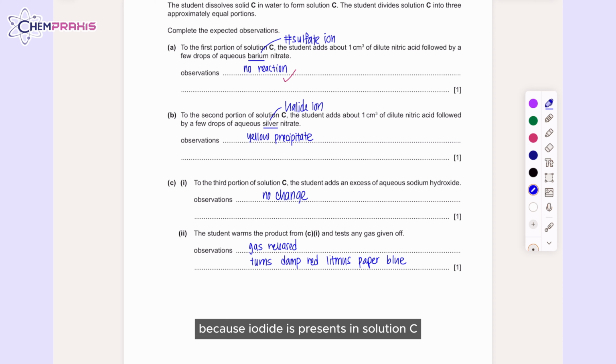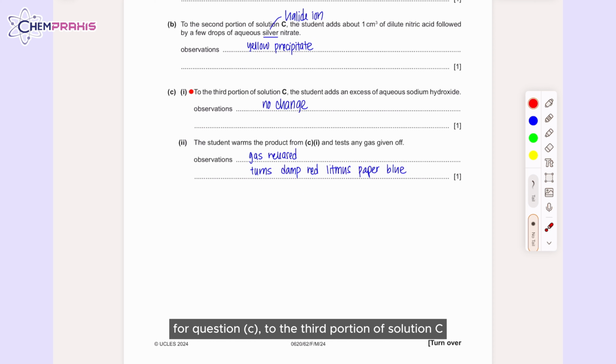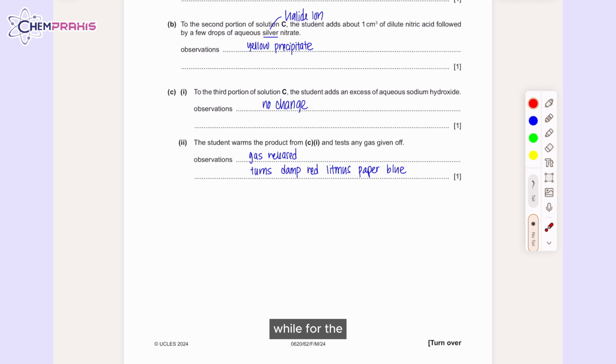Because iodide is present in solution C, they will give you a yellow precipitate. For question C, to the third portion of solution C, the student adds an excess of aqueous sodium hydroxide. For the first, Roman 1, the observation we will put is no change.